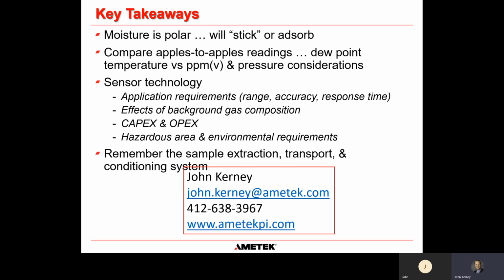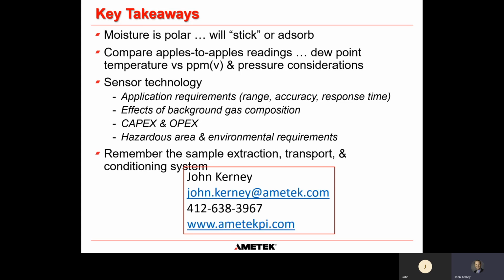Finally, just to wrap up, the moisture. Remember, moisture is a polar molecule. It's going to want to stick to surfaces, and it's going to want to adhere to things, and that's really one of the primary causes of what we see with respect to response time and why water sticks to surfaces. The other thing is when you're looking at moisture technologies, you want to compare apples to apples. So you want to make sure that your dew point temperature is different if you have different pressures. You want to make sure your moisture content in ppm is the same. And then you always want to make sure you're looking at that together.